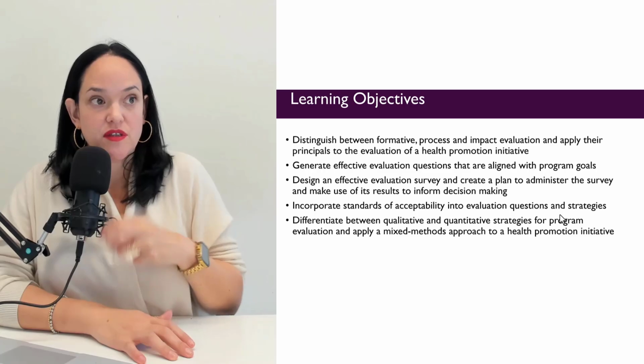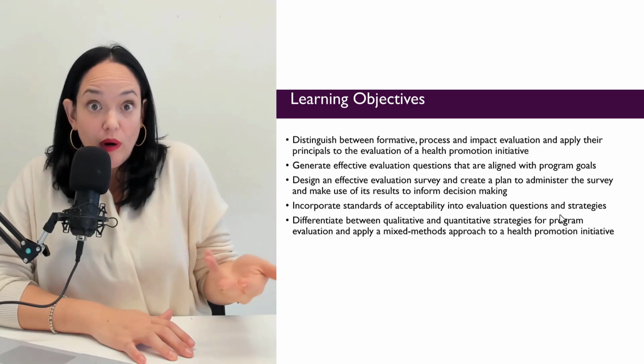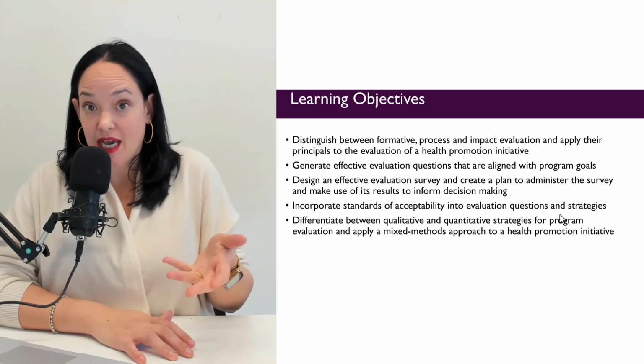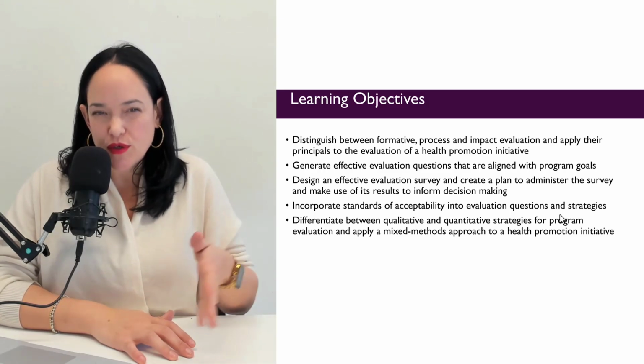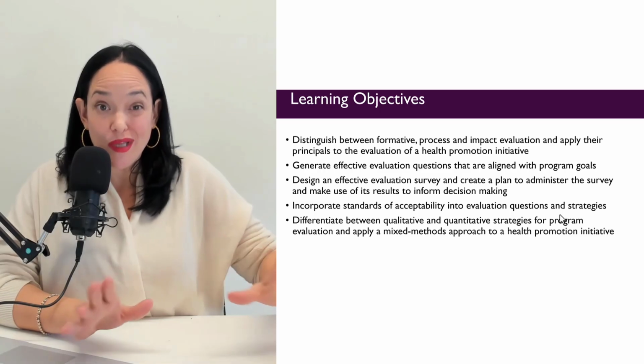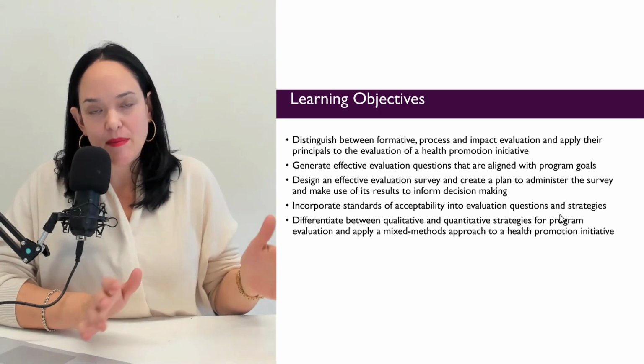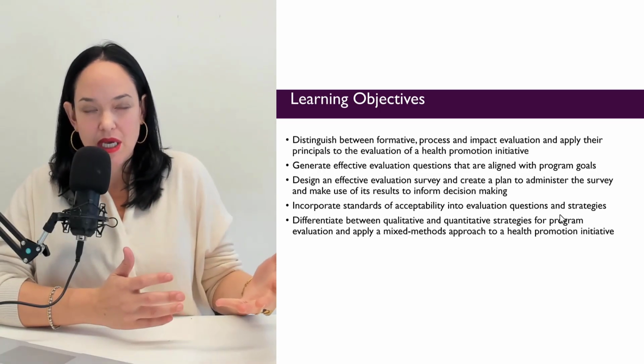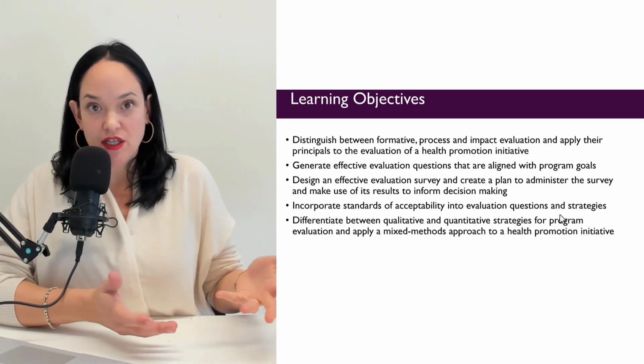Formative evaluation is the type of evaluation that helps to inform how you're going to develop, design, and roll out your program. Process evaluation is all about the rollout and what actually happens when you implement a program. Is it being implemented the way you designed, and what kind of challenges came up?